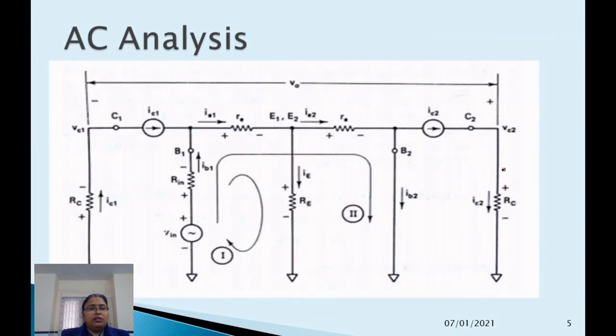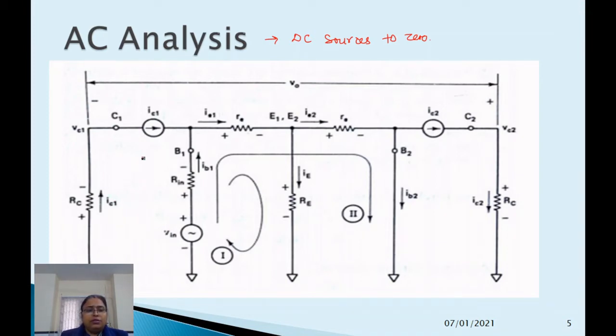Coming on to the AC analysis. For the AC analysis, as we know, we have to reduce all the DC sources in the circuit to 0. So what were the DC sources in our circuit? That was VCC and minus VEE. So we have reduced them to 0, meaning they are now connected to ground. Now the equivalent circuit is like this.